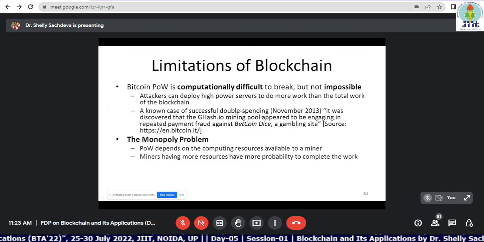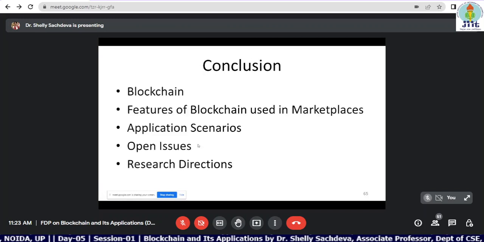And then the monopoly problem is there. So proof of work depends on the computing resources available to the miners, and miners having more resources have more probability to complete the work. So this can be there.